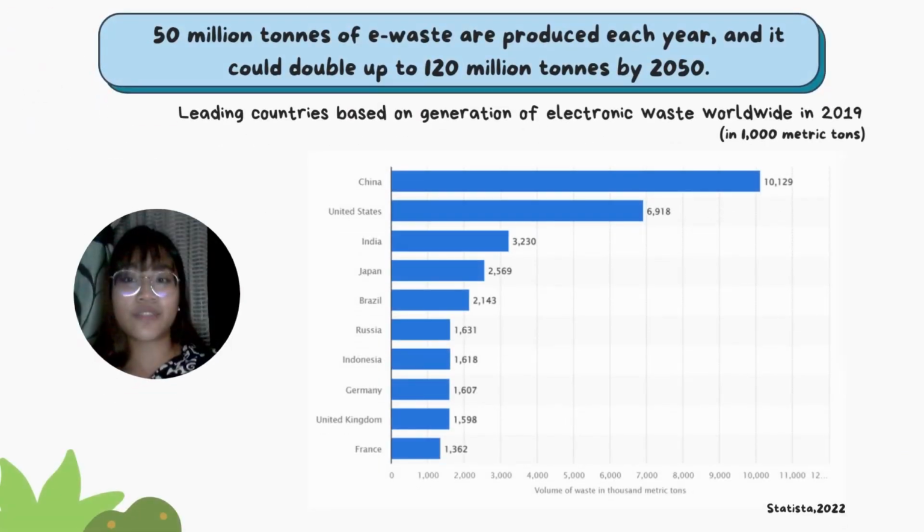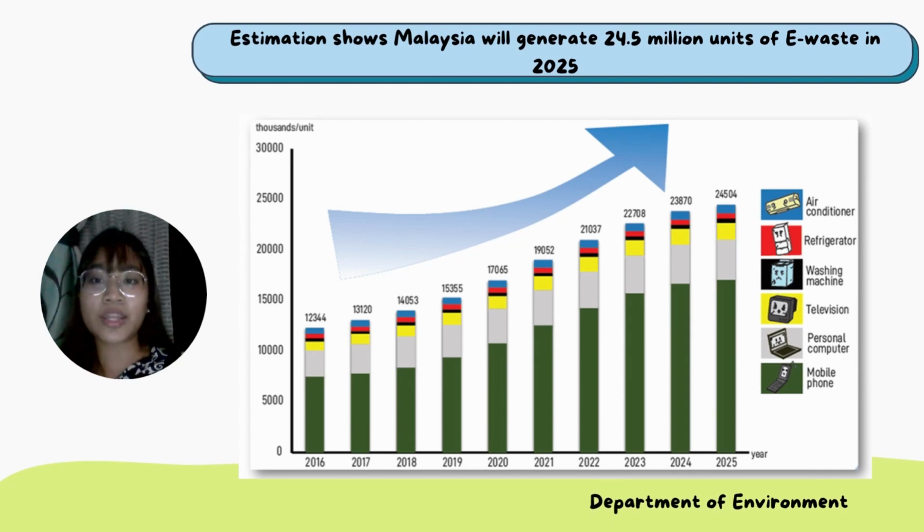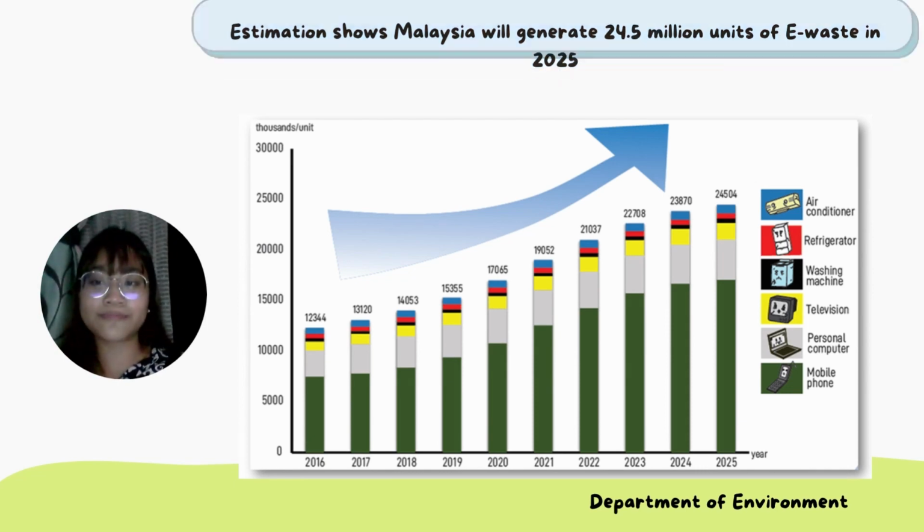50 million tons of e-waste are produced each year, and it is predicted that it could double up to 120 million tons by the year 2050. The leading country that is producing the most electronic waste in the year 2019 is China, with 10,129 metric tons of e-waste. In Malaysia, it is estimated that we will produce 24.5 million units of e-waste in the year 2025.